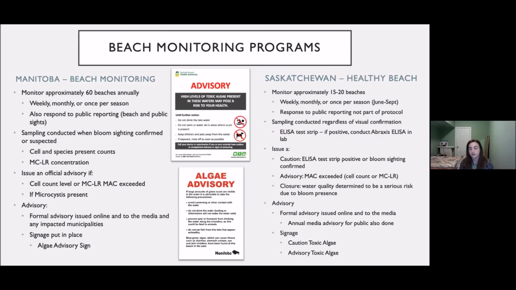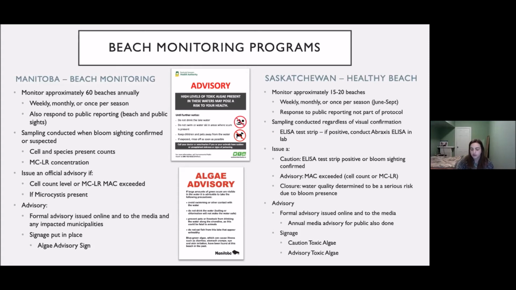If the second one is the case, they will set up for resampling in about a week to see what the toxin levels are after the bloom has decayed, because that's when they release the toxins. An advisory is issued online into the media and is also shared with any impacted municipalities. They also put signage up. They have a dedicated provincial algae advisory sign, which you can see on the bottom of the slide.